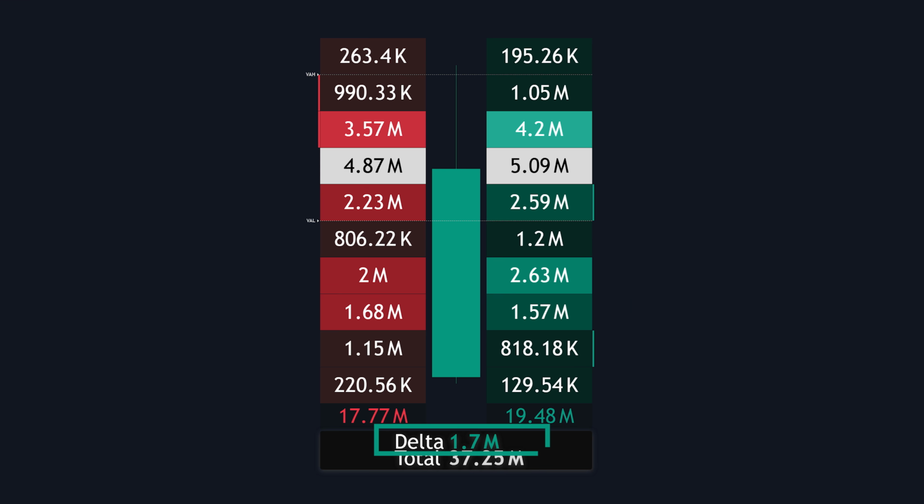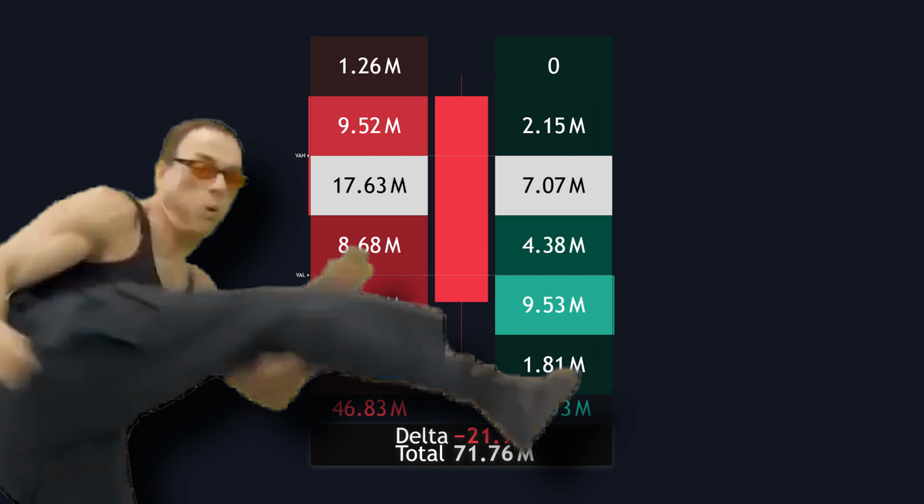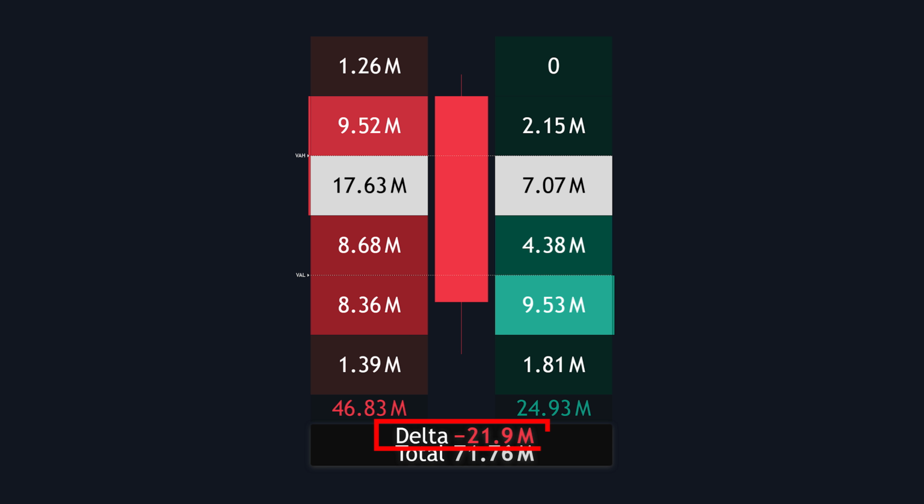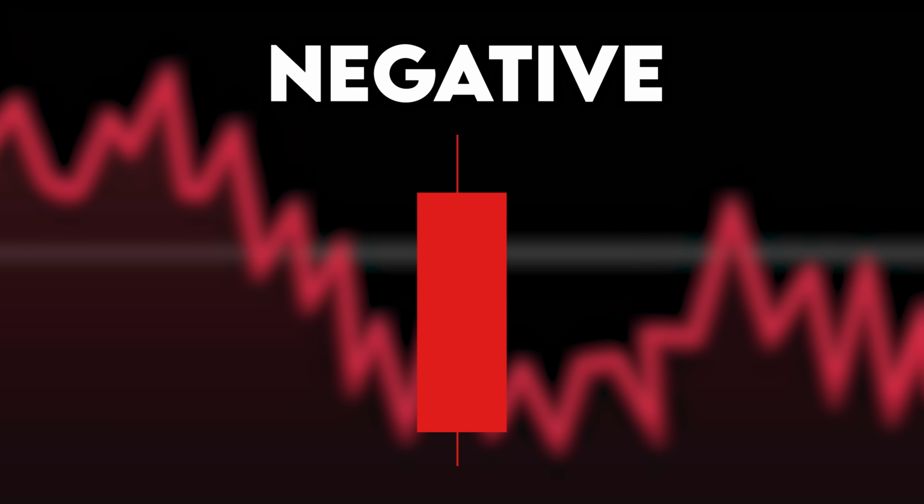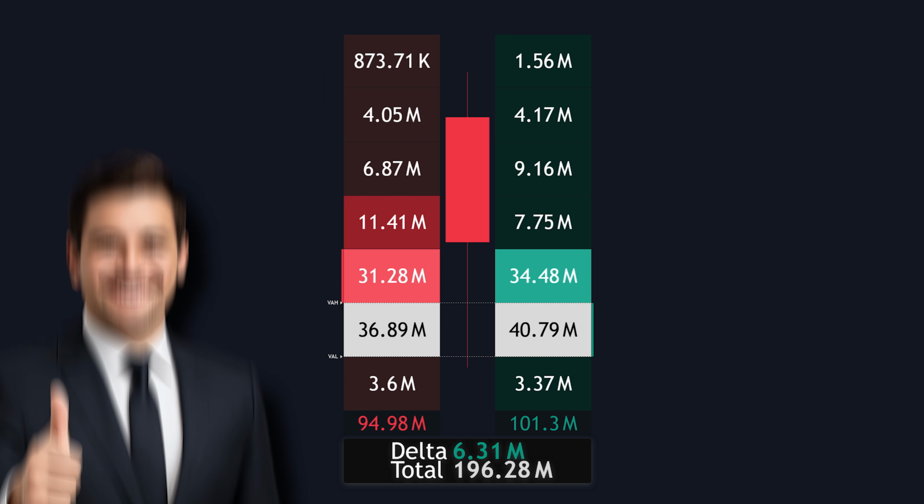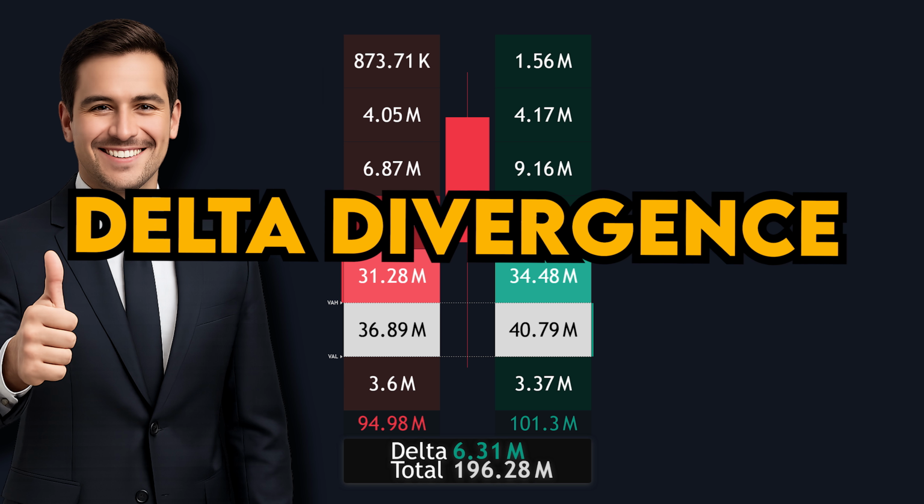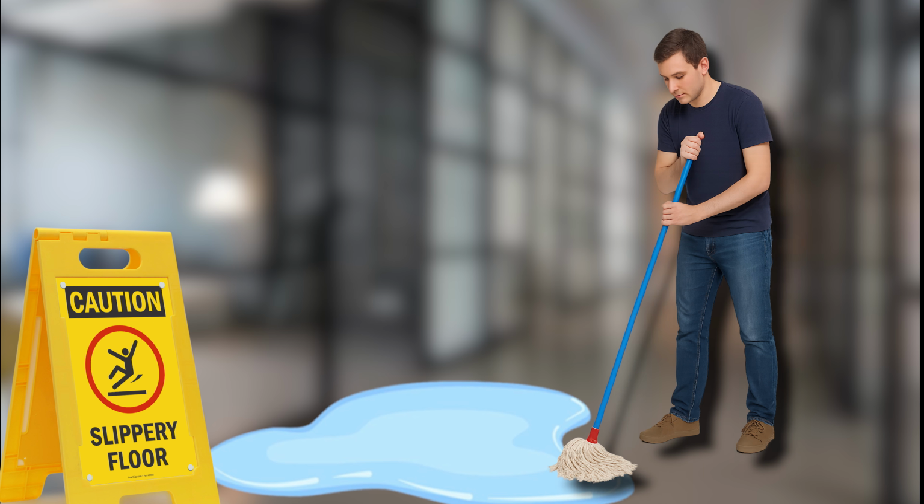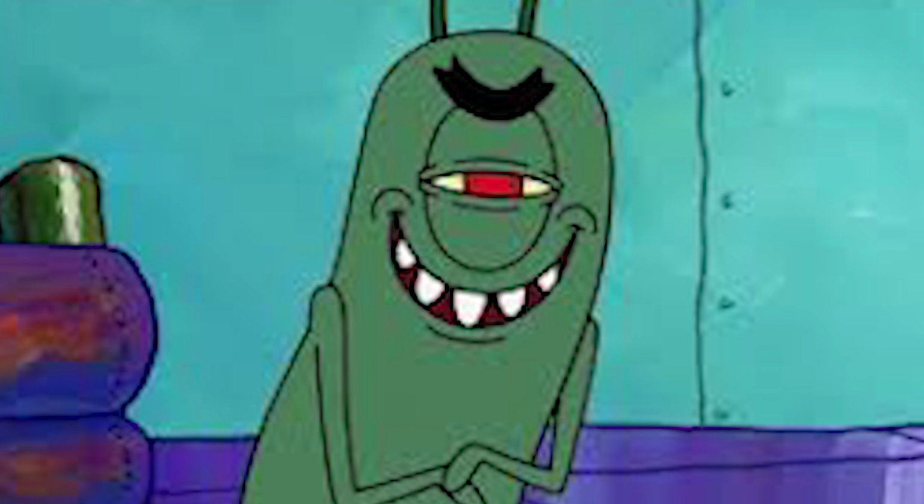The delta is simply the difference between the ask and the bid volume. So if we have a positive delta, that means there's more buying volume. If we have a negative delta, that means we have more selling volume. A bullish candle usually has a positive delta, a bearish candle usually has a negative delta. But this isn't always the case. You can have a red candle with a positive delta, and that, my friends, is called delta divergence. Delta divergence is a sign of absorption, and just like you're thinking now, we can use this to our advantage.